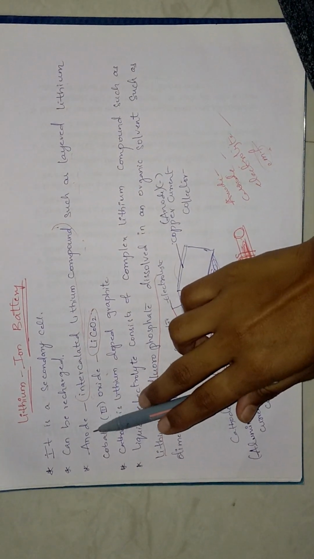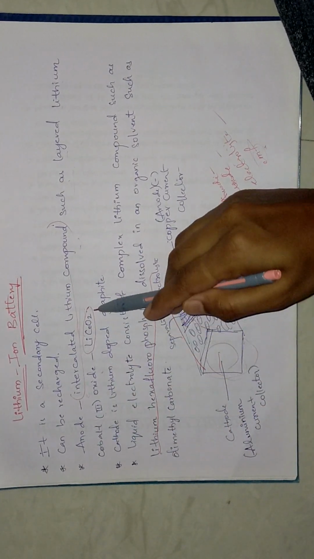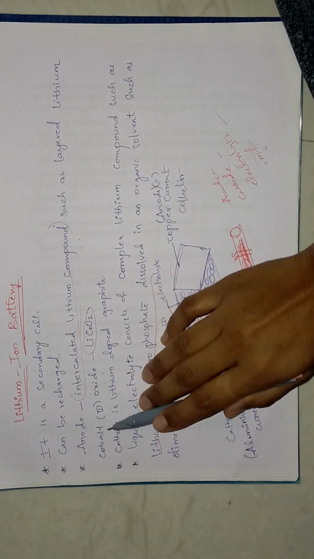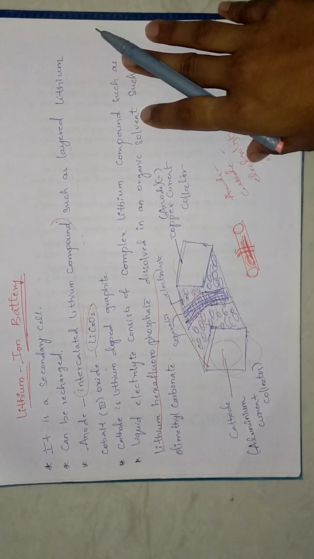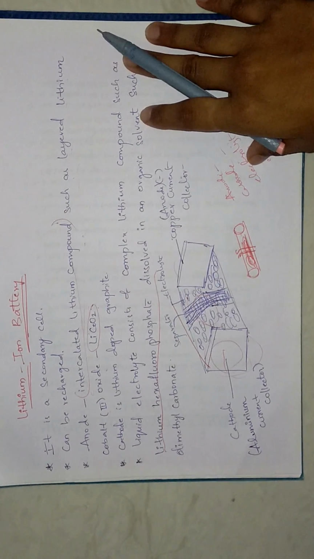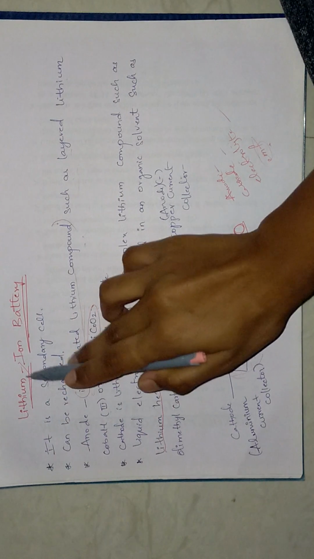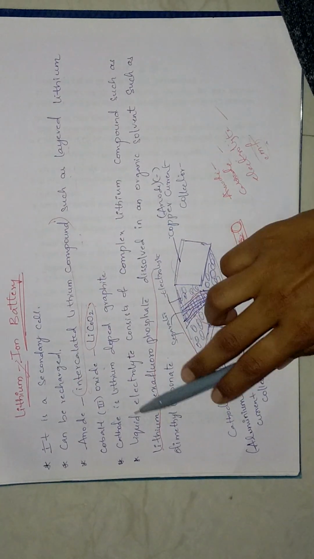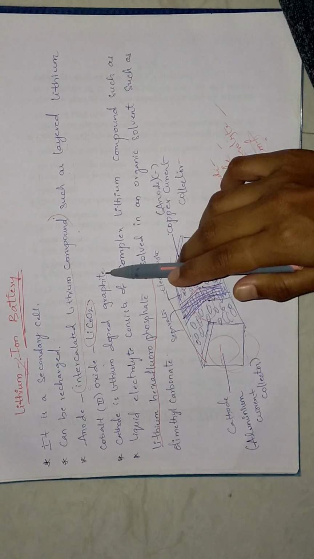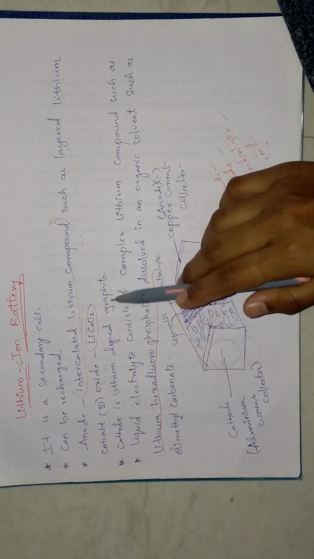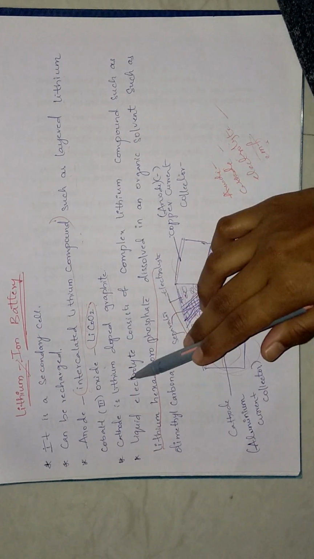In this lithium ion battery we will take the anode as LiCoO2, that means lithium cobalt oxide. So we will use this as the anode in the lithium ion battery. Since it is a lithium ion battery, we will use compounds of lithium only, okay? And at the cathode side we will use lithium doped graphite. Graphite is made up of carbon, as we know, but for this graphite rod we will dope it with lithium.